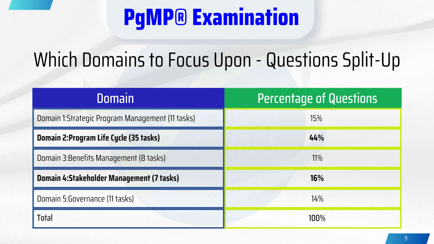Remember, each and every question is very important. While you can see 75 questions from program life cycle, that doesn't mean you pay less attention to other areas. You pay equal importance to all these domains. Every task in the exam content outline, which is 72 tasks as part of the PgMP exam, you should know each and everything about the task.